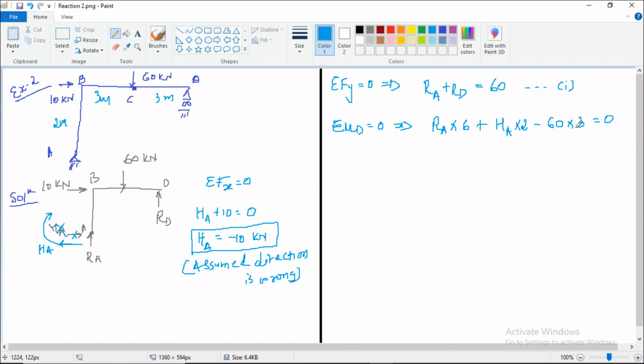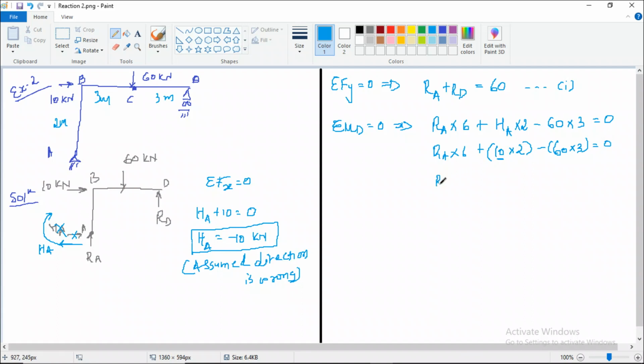is equal to 0. So in this put the value of HA, so RA multiplied by 6 plus HA is 10 multiplied by 2 minus 60 multiplied by 3. Now you may argue why we have taken plus 10 here. The answer is minus 10. Now here this minus sign is only showing the direction. It is not an absolute value. So once we change the direction, you do not need to put the minus sign here. This will be equal to 0.